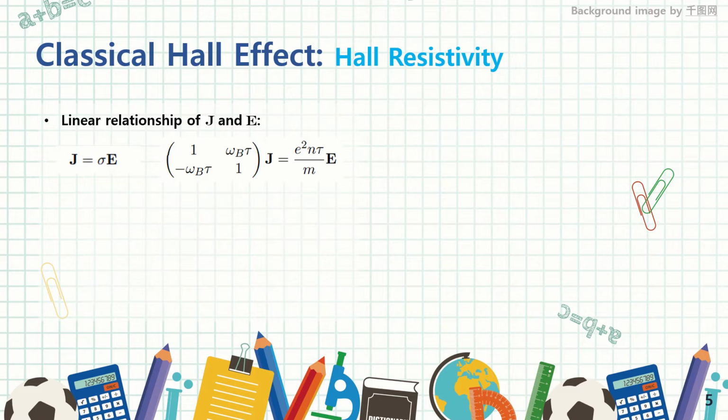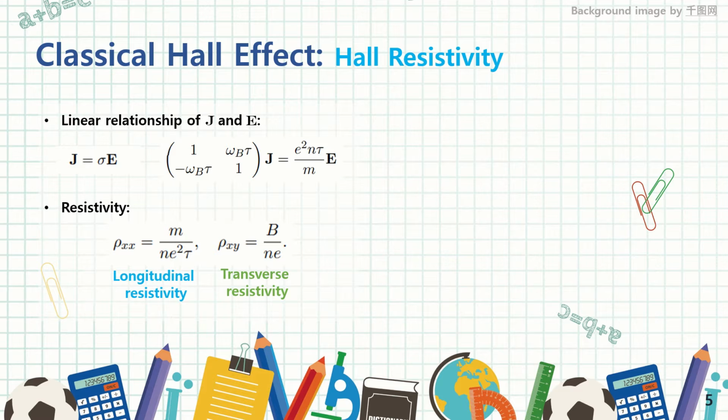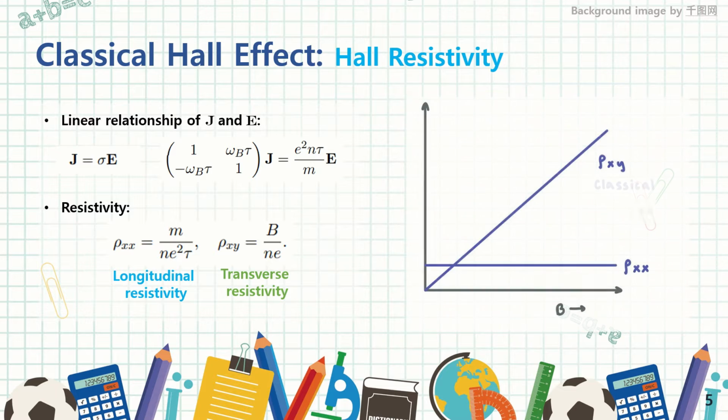Since the current density is equal to the conductivity times the electric field, we can get the expressions for the longitudinal resistivity and the transverse resistivity as shown. You can see that the transverse resistivity ρxy depends on the electron density of the sample and the applied magnetic field. So if we plot the transverse resistivity against the applied magnetic field, we get a linear relationship. On the other hand, the longitudinal resistivity ρxx is constant, as it is independent of the magnetic field.